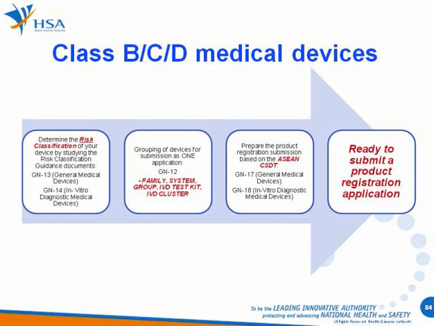Class B, C, and D product registration submissions to HSA must be prepared in the ASEAN CSDT format. CSDT stands for Common Submission Dossier Template. The content and format requirements are stated in our guidance documents GN17 for general medical devices and GN18 for IVD medical devices. The next slide briefly presents the CSDT section requirements.